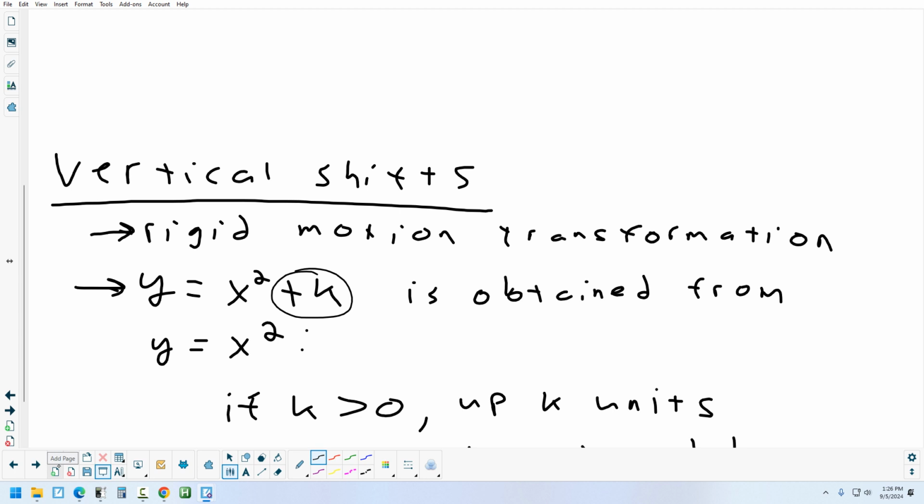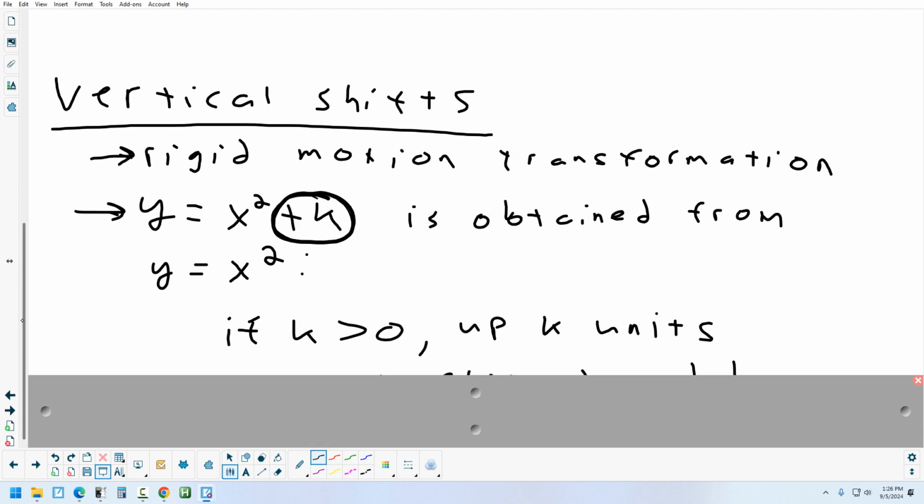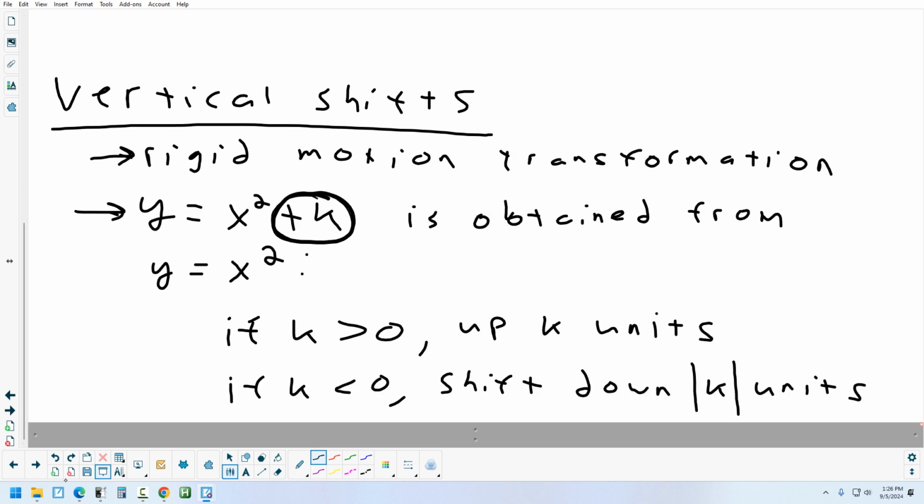And what we have to remember is which way it's going to move. If the number that you put at the end is greater than 0, plus 2, plus 3, plus 6.5, it's going to shift up. If the number that you put on the end is less than 0, okay, negative 2, negative 10, negative 3.6, it's going to shift down.